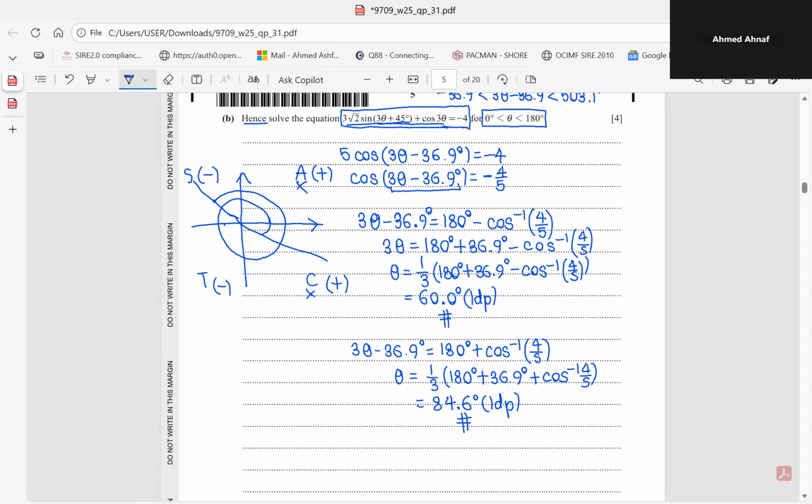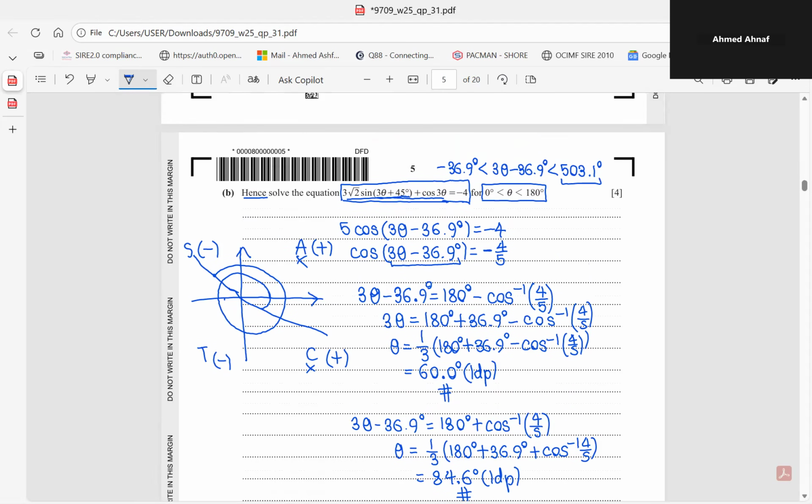Let's see if we have a third answer for our final answer. It has to be within this range. So to get our final answer, instead of 180, this is going to be 540 minus cosine inverse 4/5. So 540 minus cosine inverse 4/5. I'm just going to write here in short form. Let's see if it's within the range.